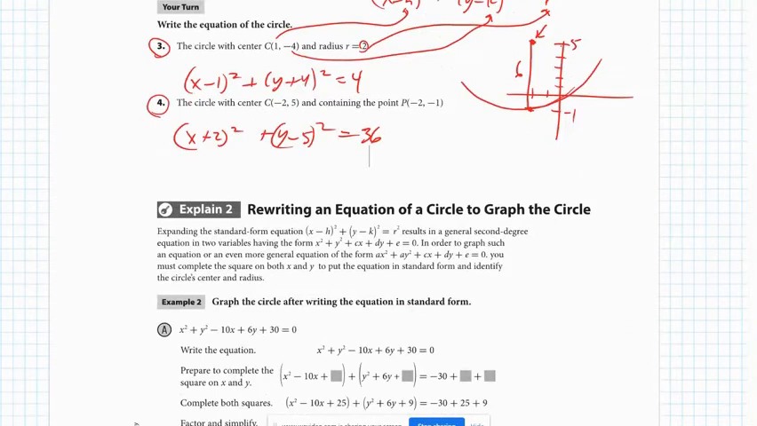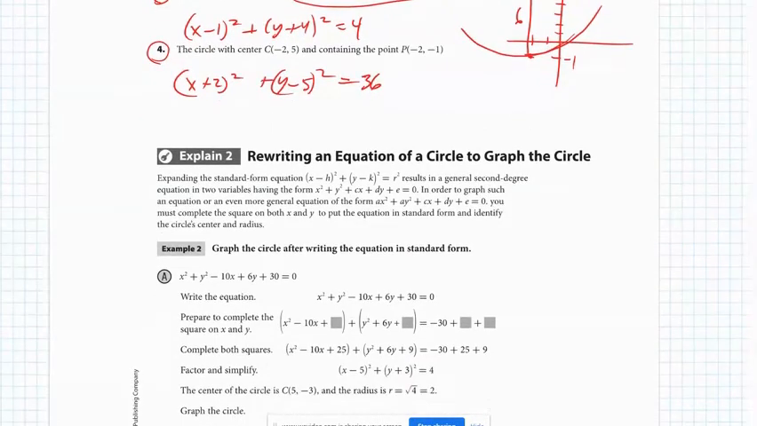Okay, so now moving on through the section, the next thing we're going to do is learn how to take an equation in expanded form like this and convert it into the standard form for the equation of a circle so that it's easy to find the center and the radius. Written this way, we can't tell by looking at it what the center is and what the radius is. In fact, we can't even be sure that it's a circle the way it's written.